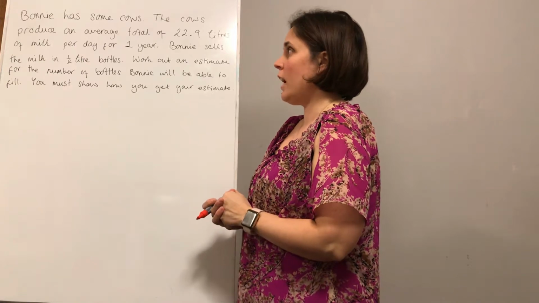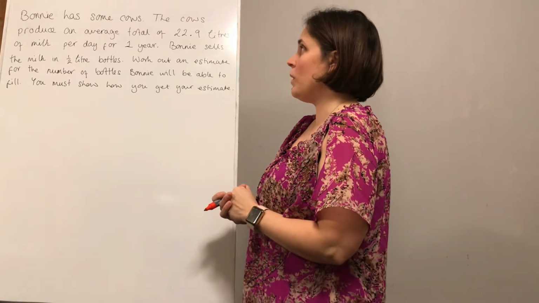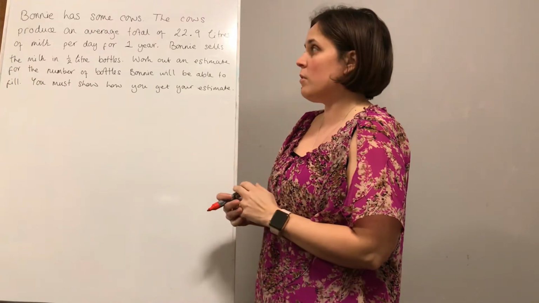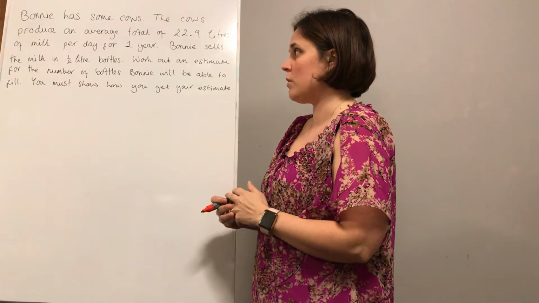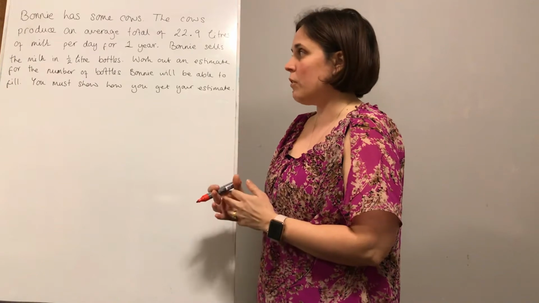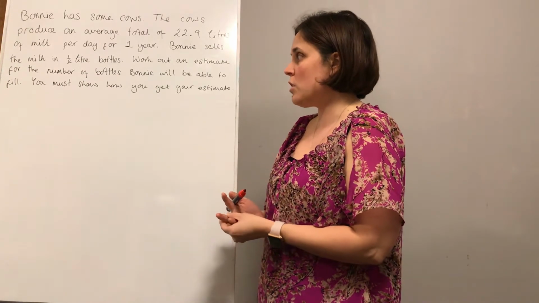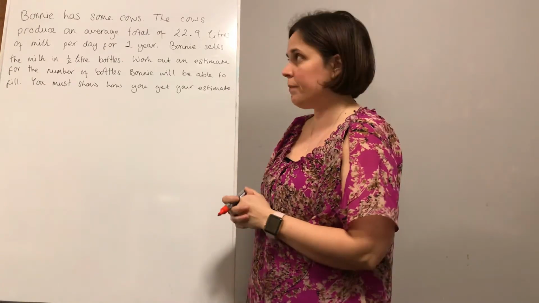So, Bonnie has some cows. The cows produce an average total of 22.9 litres of milk per day for 1 year. Bonnie sells the milk in half-litre bottles. Work out an estimate for the number of bottles that Bonnie will need to be able to fill. You must show how you get your estimate.